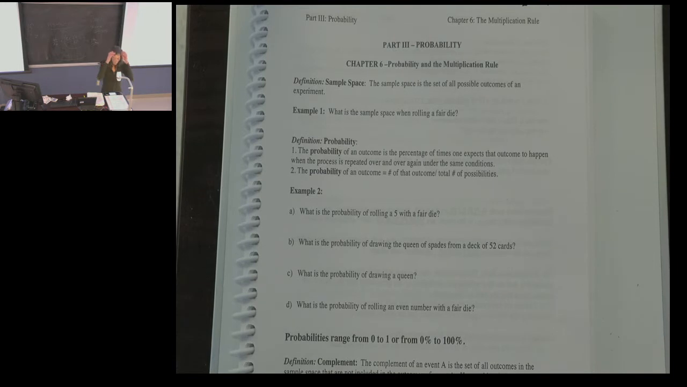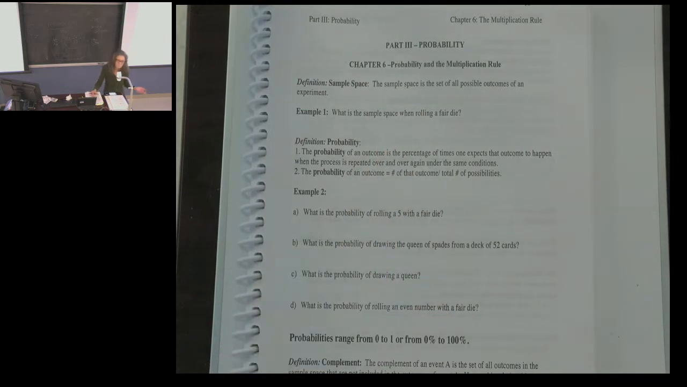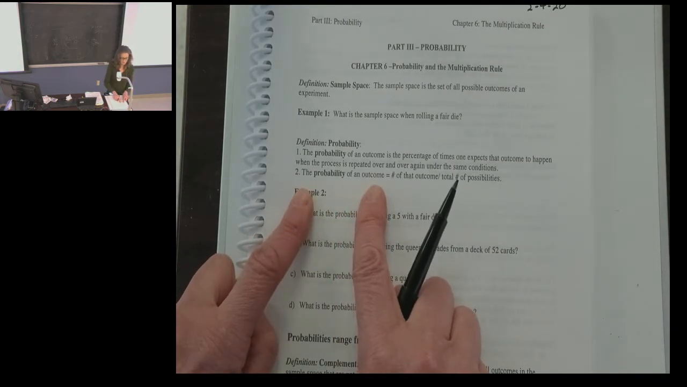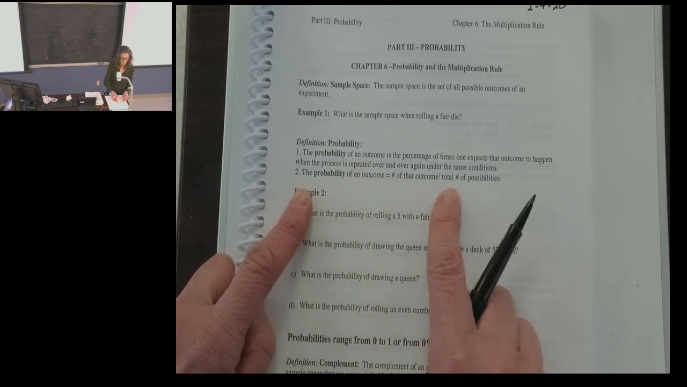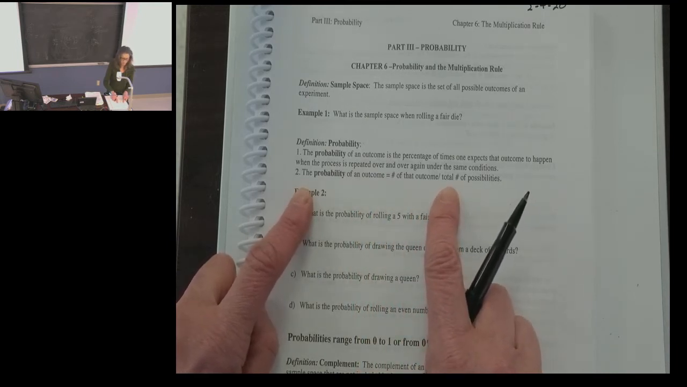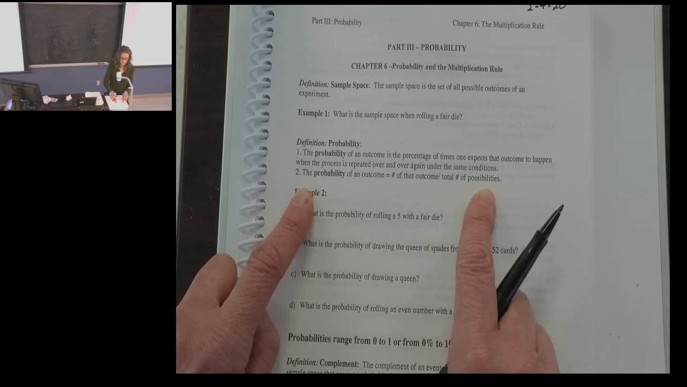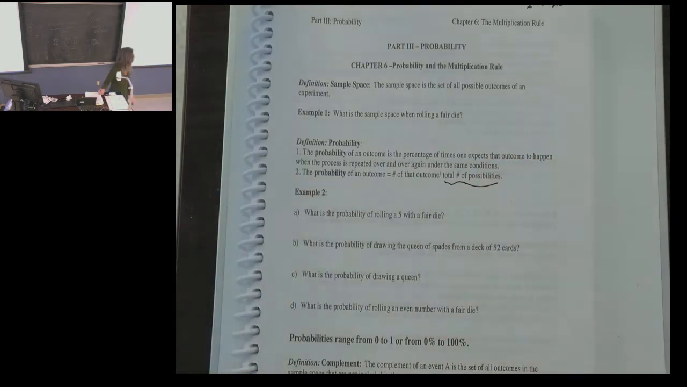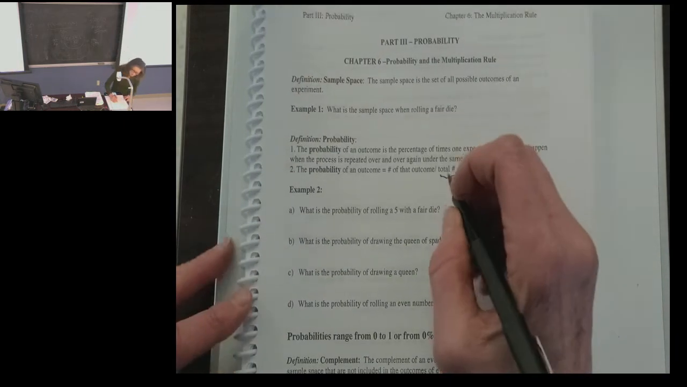Okay, so some of it is just super easy. It doesn't have to get complicated. What is the definition of probability? Well, the simplest one is to think of it as the second one. The probability of an outcome is the number of that outcome over the total number of possibilities. And this total number of possibilities is referred to as the sample space.